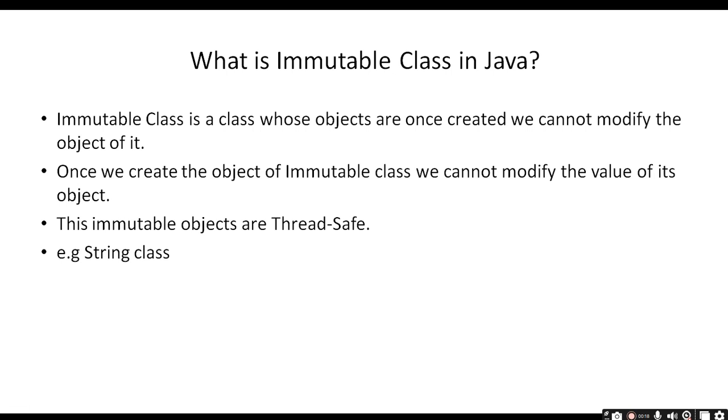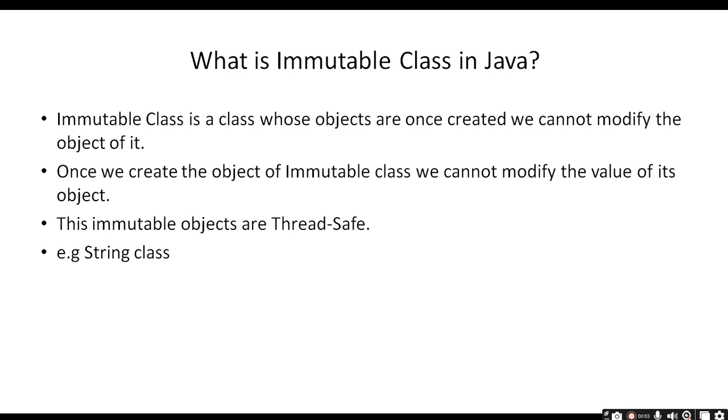So first, let's understand what an immutable class is. An immutable class is nothing but a class where, once we create an object of that particular class, we cannot modify that object, or we cannot modify the value of that object. It is known as an immutable class. These immutable classes are thread safe, and the best example of an immutable class that we can give is String, as we know that String is a predefined class in Java, and strings are immutable in nature. So this is an immutable class.